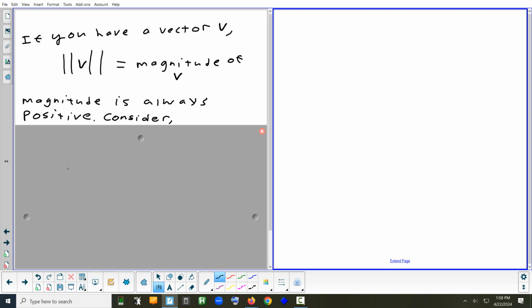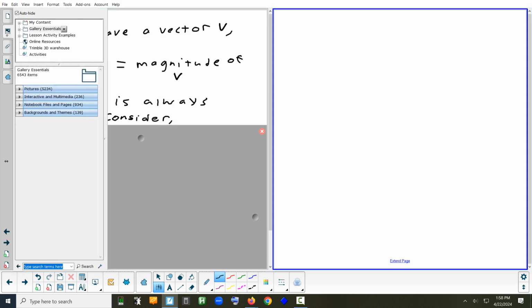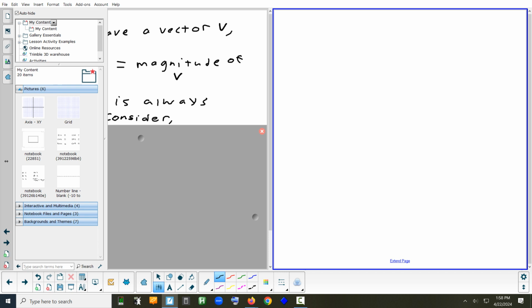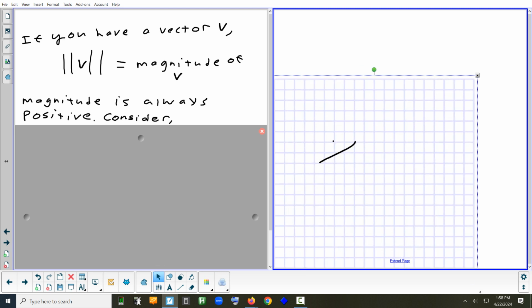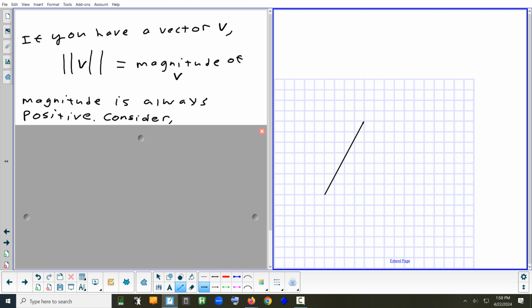And I'll give you kind of a hint at how we are going to find the magnitude. Actually, you'll probably be able to figure it out. If you had a piece of graph paper, and you drew in a nice straight vector like that, how do you think you would figure out how long that is? Rise and run. Okay, so what would you do if you figured out the rise and the run?